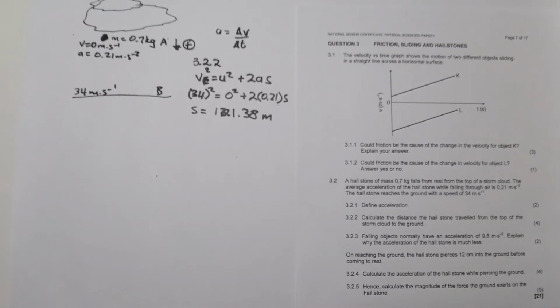So it means that the distance that it fell was 121.38 meters. Right, moving right along, they say falling objects normally have an acceleration of 9.8 meters per second squared. They say explain why the acceleration of the hailstone is much less. Of course, in this particular case, they did not tell us to ignore the effects of friction. So if you think about a practical situation where you've got a falling object, it would obviously be fighting against air friction, right? So it could be due to the presence of air friction.